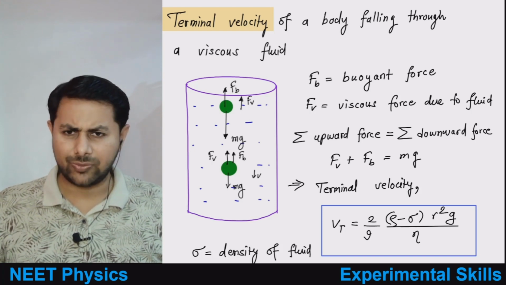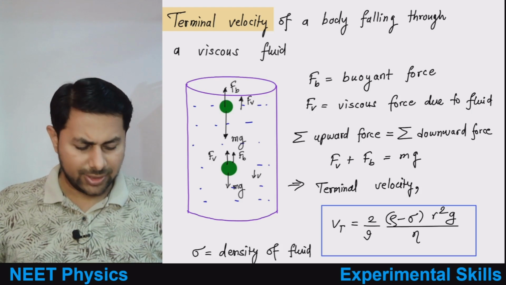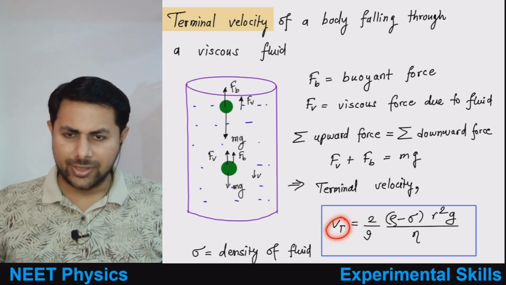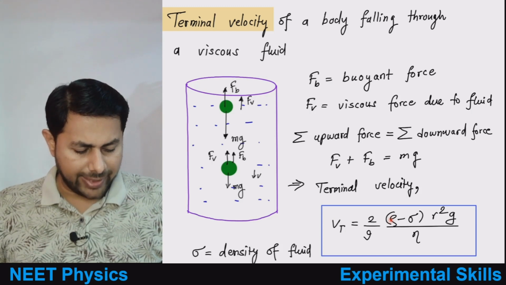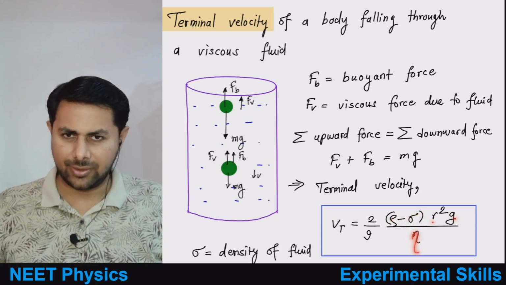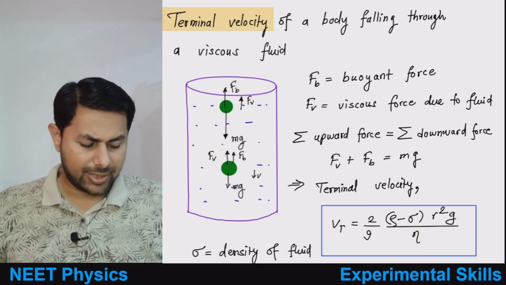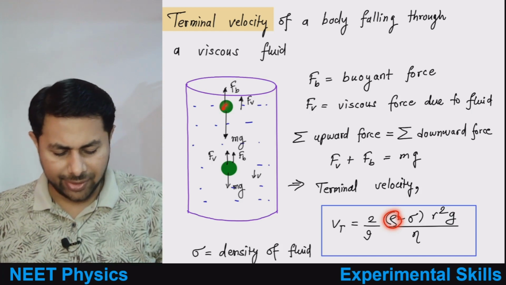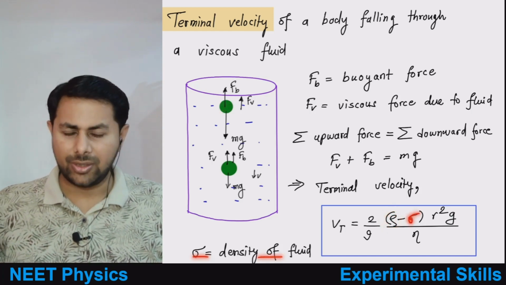That velocity is known as what? Terminal velocity. Okay, so this is simple, and the terminal velocity is given by this formula. It's 2 by 9 (rho minus sigma) r square g divided by eta. And what is rho? Rho is the density of the solid object, and what is sigma? Sigma is the density of the fluid.